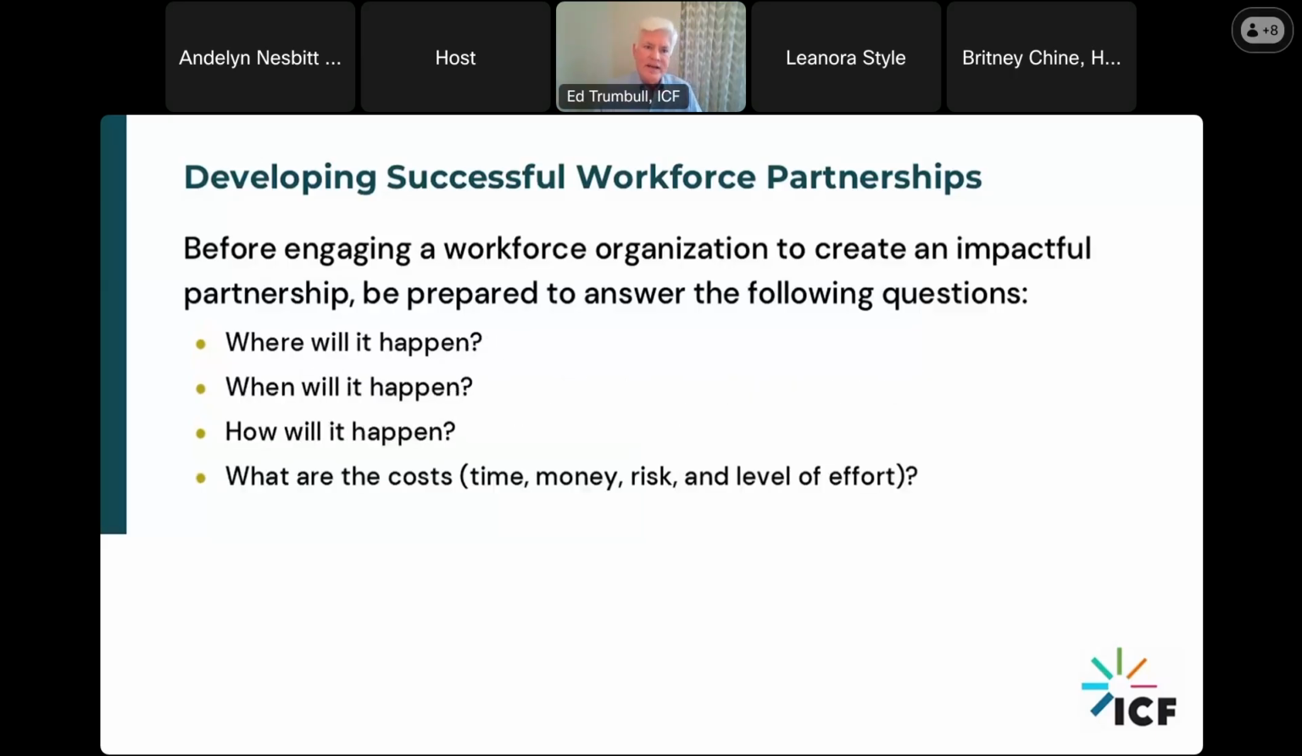All right, now we have to get into the journalistic questions. This is what you've thought through in advance, before you've contacted the workforce organization and its various partners. The basic journalistic questions are: where will it happen? Where are the activities actually going to take place? Are they going to be on the site of this brand new construction project? Are they going to be virtual? Is there going to be some combination of in-person and virtual training? When will it happen? You need to know the periods of performance. What's the expected start date? What's the expected completion date?